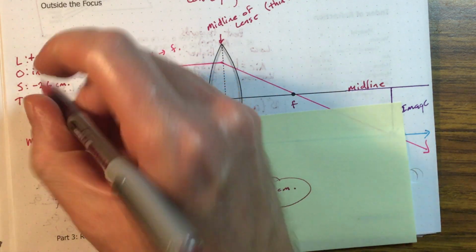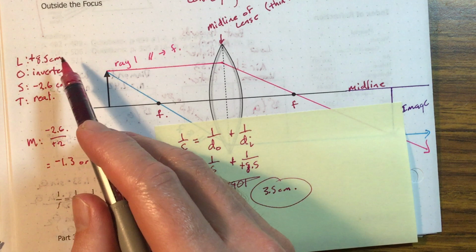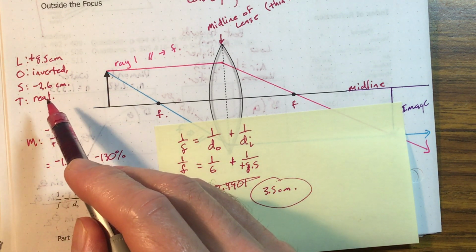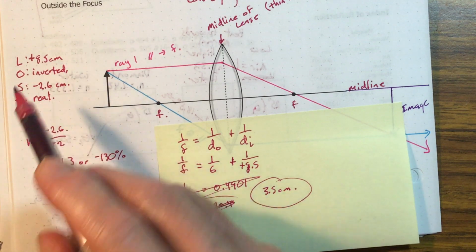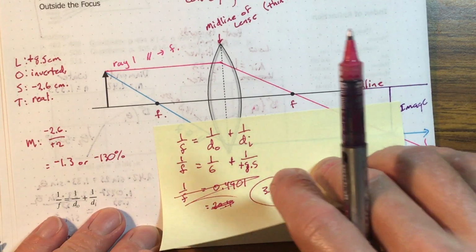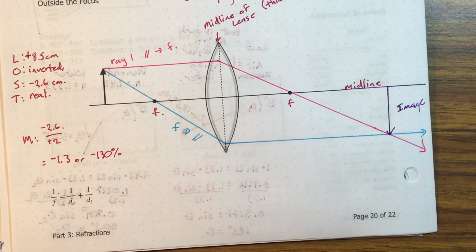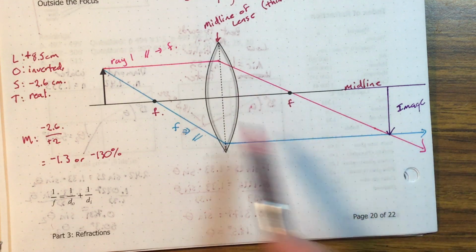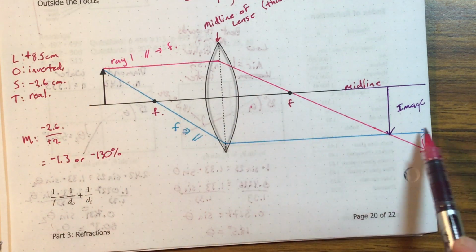So real image, positive location. Virtual image, bet you it's going to be a negative location, but we're just dealing with a real image. All right, so there we go. Not too bad. Outside the focus, this all happened. This makes pretty good sense to you. Parallel first, through the focus second, through the focus first, parallel second.